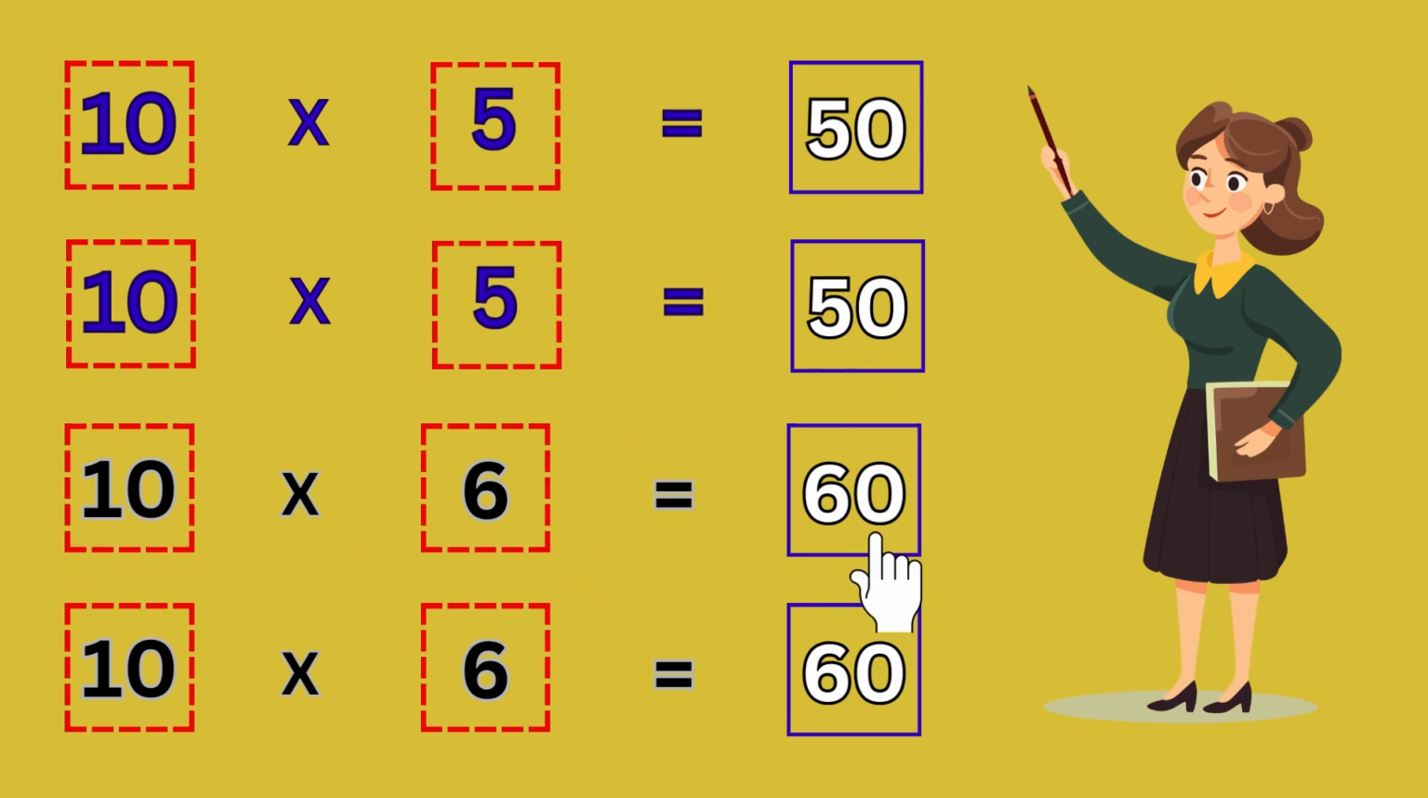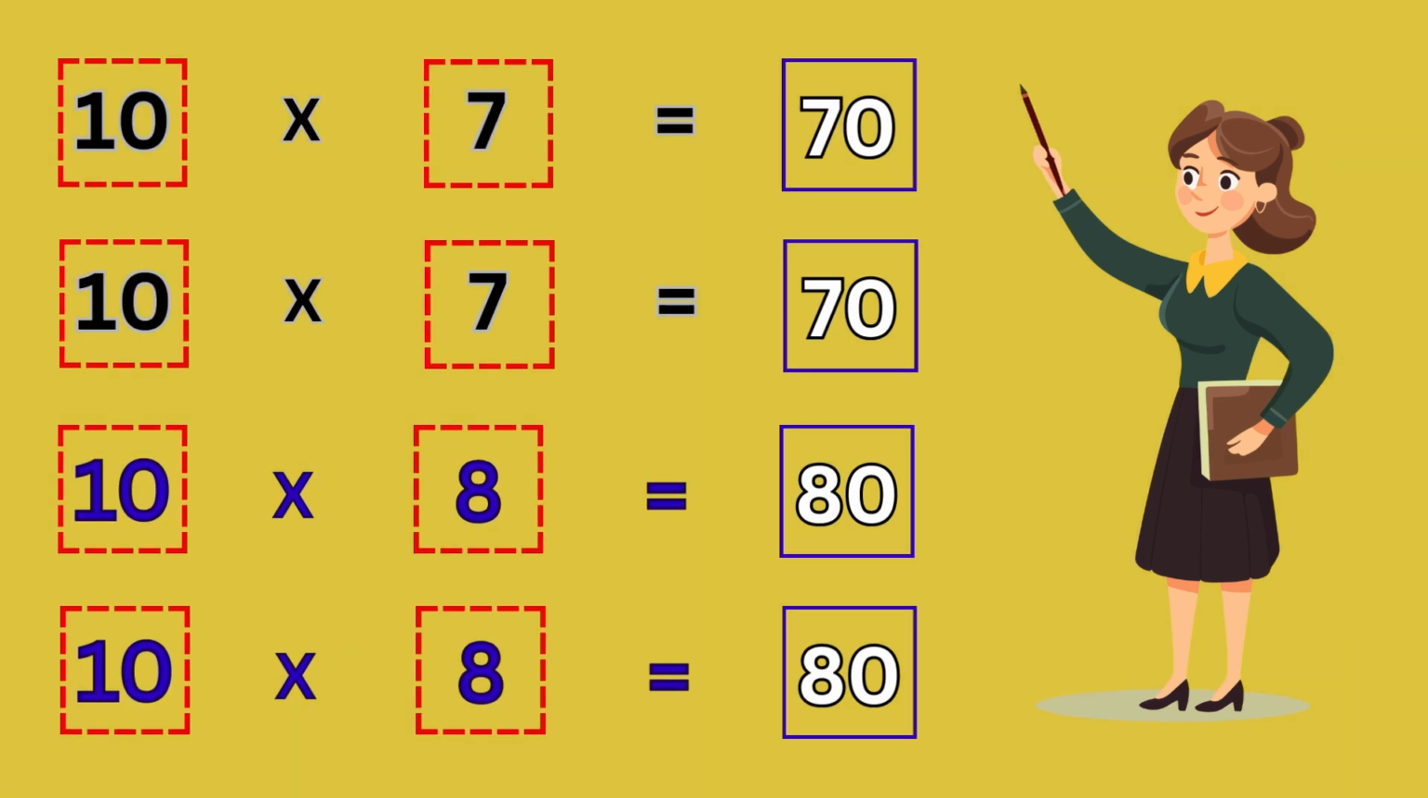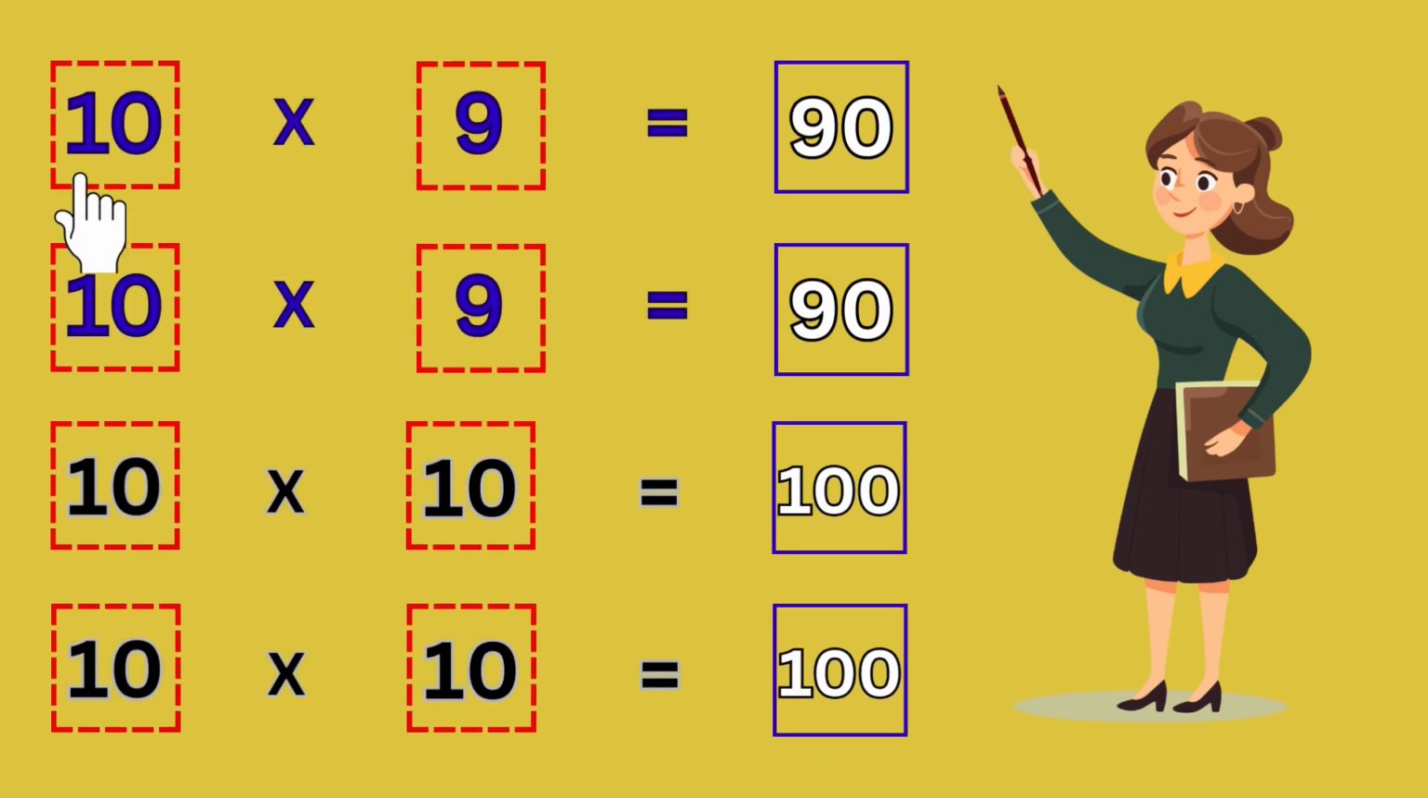10 sixes are 60, 10 sevens are 70, 10 eights are 80, 10 nines are 90, 10 tens are 100.